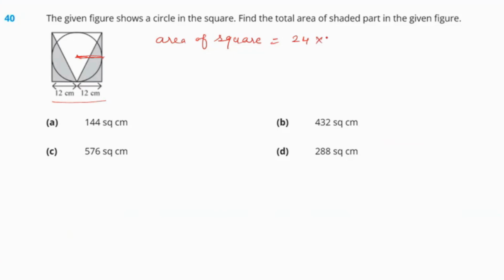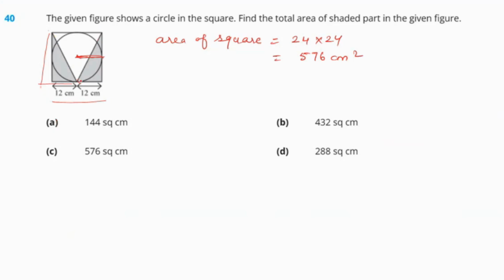So the area of the square will be the square of 24 only. And if we multiply them, we will be getting 576 centimeters square. Correct. And out of that, now we can see we do have two triangles over here. One triangle is this, one triangle is this. So we need to figure out the total area of the shaded part.